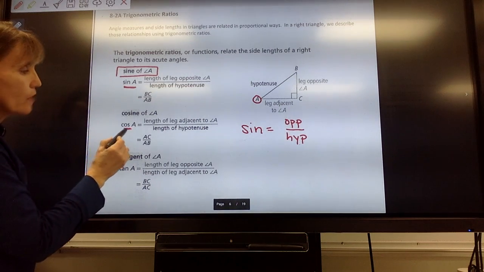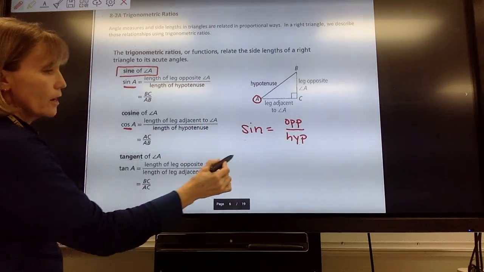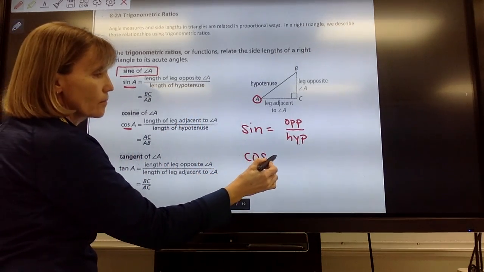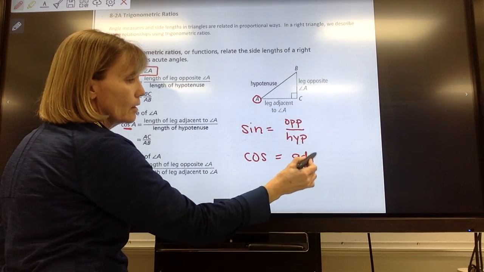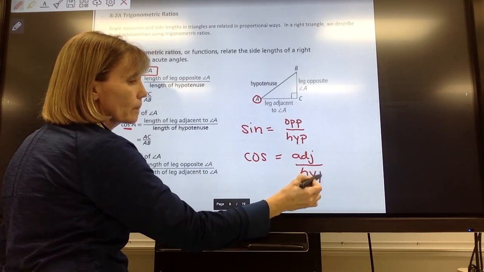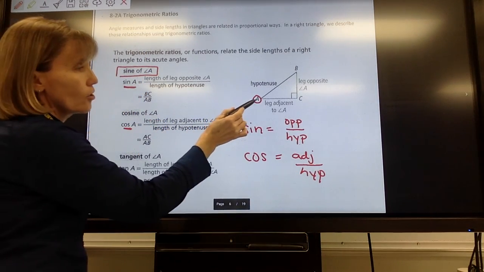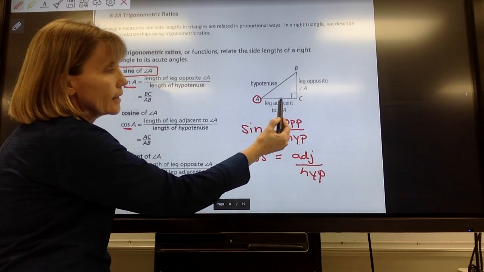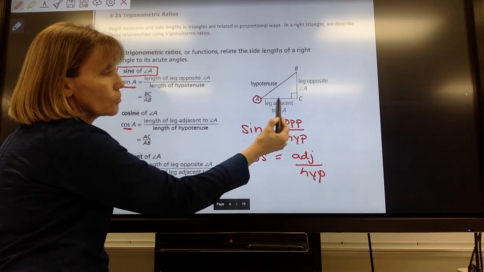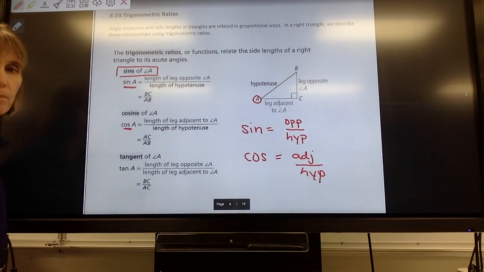We define the cosine then of A. I'm going to stay with that same angle. Cosine, or COS, is the adjacent leg divided by the hypotenuse. So if I'm looking for the cosine of A, cosine is the adjacent leg. The word adjacent means next to, so the leg that is next to A would be this one right here. That distance is going to be divided by, again, the hypotenuse.